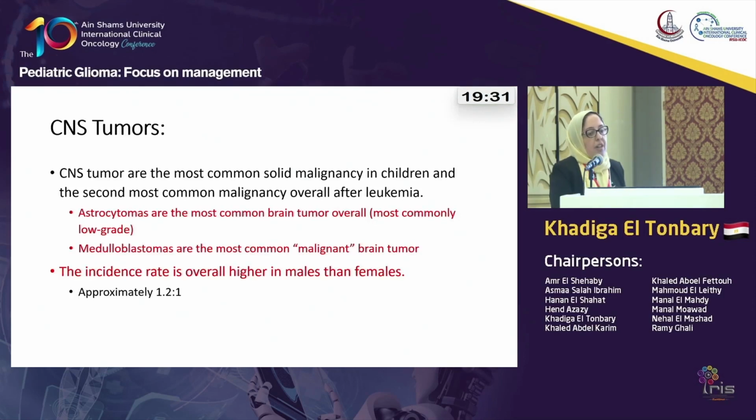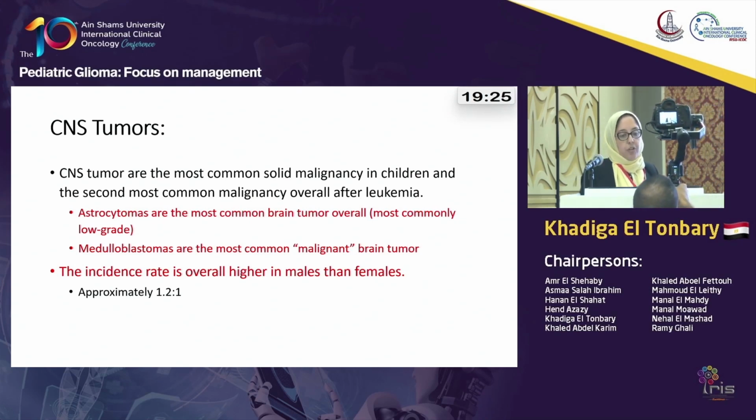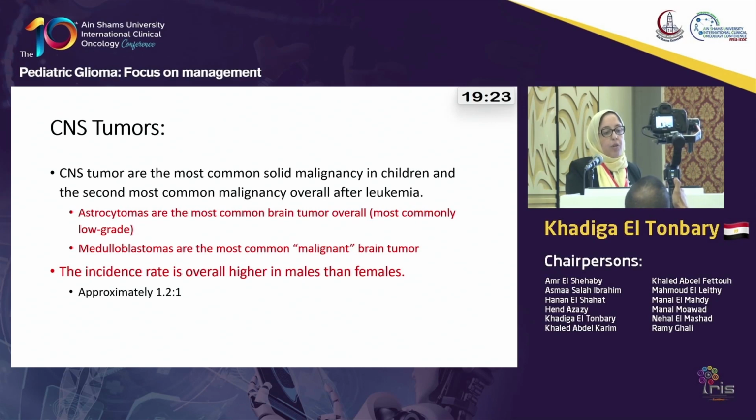CNS tumors are the most common solid malignancy in children and the second most common malignancy overall after leukemia. Astrocytomas are the most common brain tumor overall, mostly low grade. Medulloblastomas are the most common malignant brain tumors, with a male-to-female prevalence ratio of 1.2 to 1.